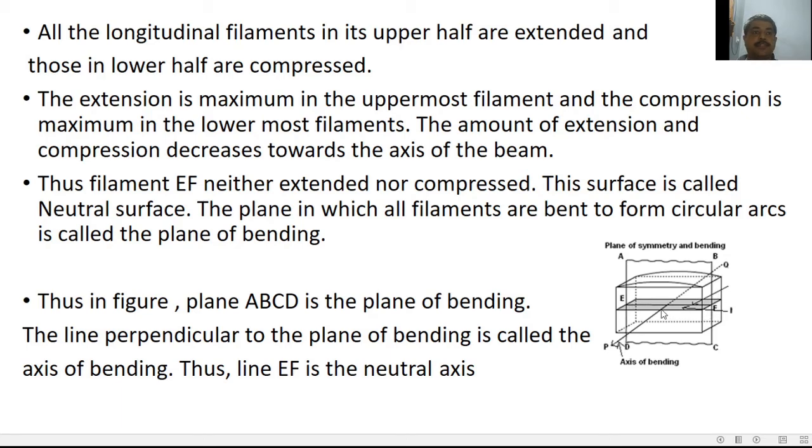The plane in which all the filaments are bent to form a circular arc is called the plane of bending. Thus, in the figure, the plane ABCD is the plane of bending. The line perpendicular to the plane of bending is called the axis of bending. The line EF is the neutral axis.